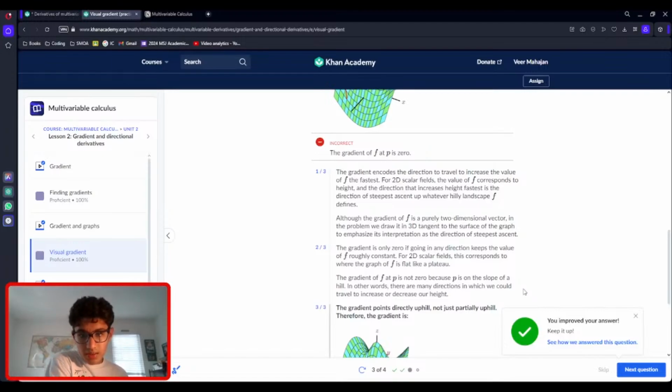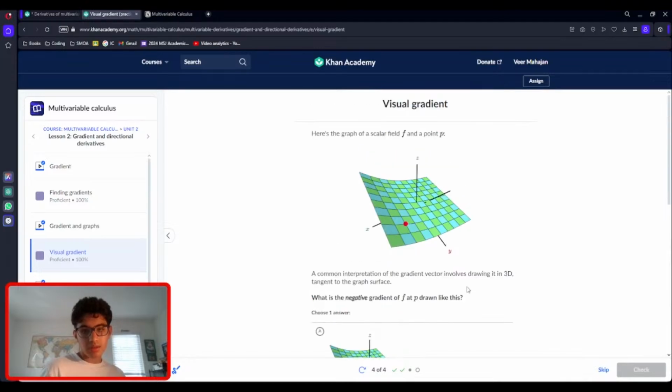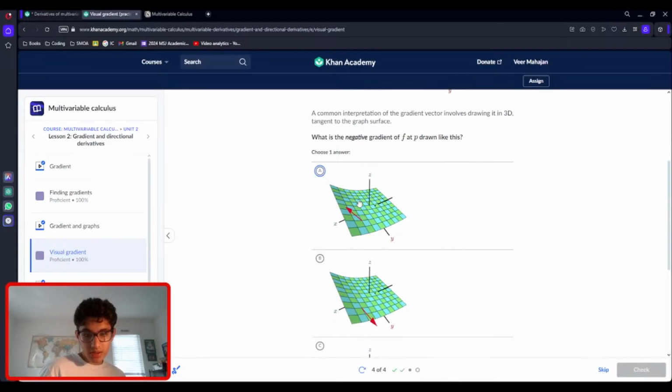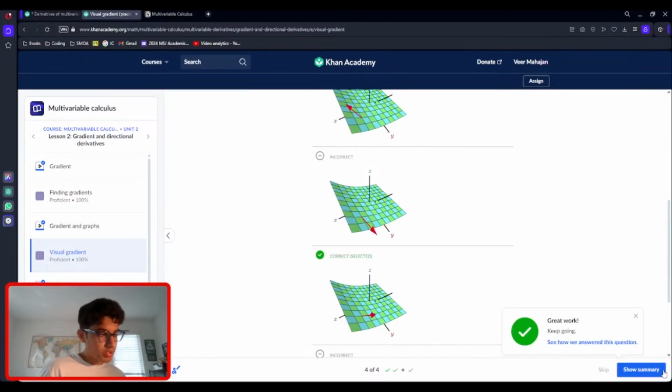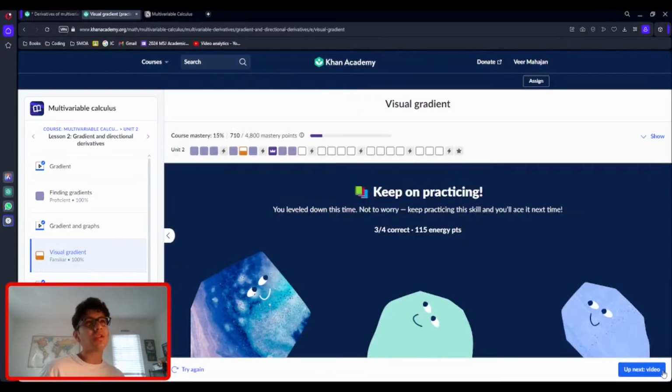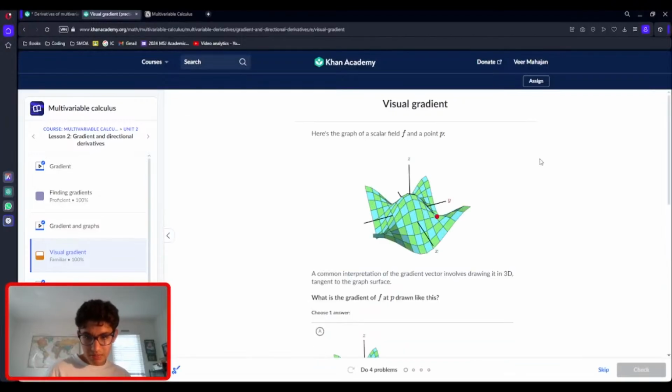Okay. Gradient codes the direction to travel. Yeah, this is the steepest ascent. Okay, wait, I think I get it now. I had some issues with it, but I get it now. Negative gradient, so instead of going this way, it'll be like this way. That's probably the steepest descent then. Or wait, not necessarily, I think. I'm not sure. Okay, let's do it again. Let's make sure we get it correct this time.